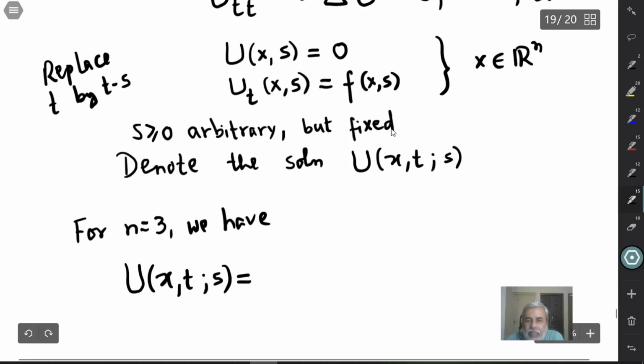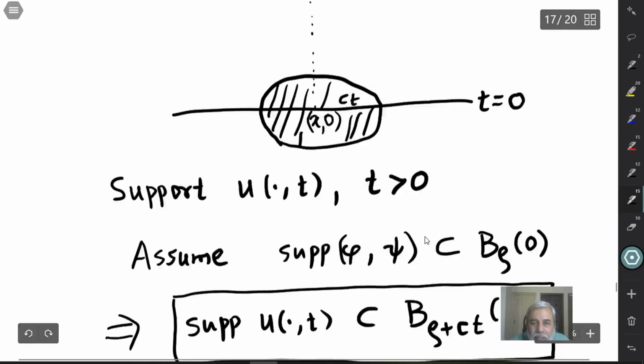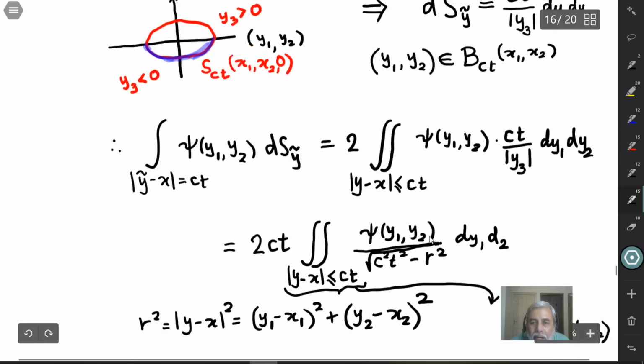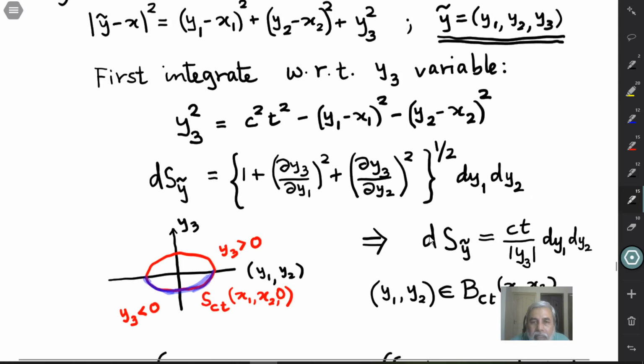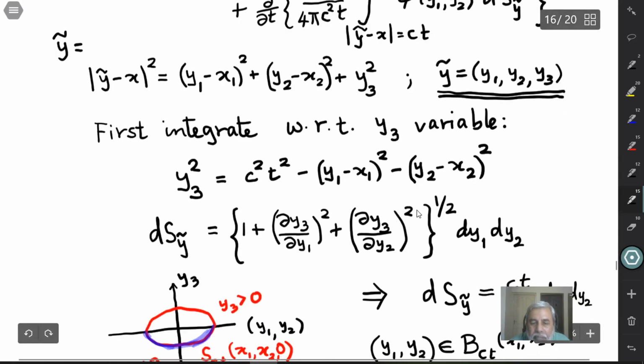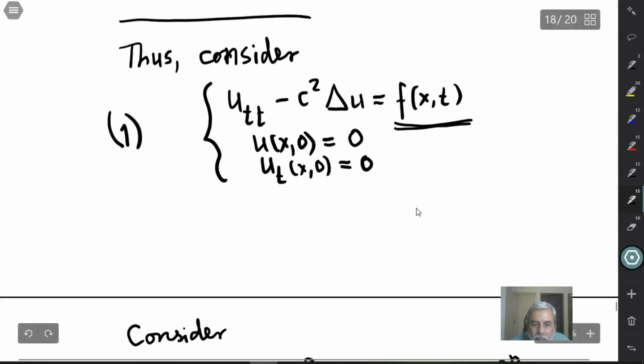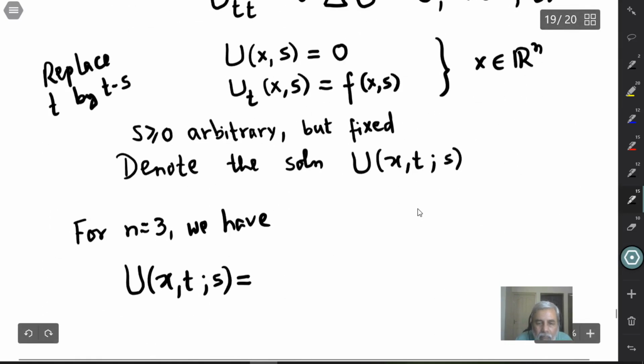So this... go back, difficult to remember the constants. Okay, so here it is, for example, 1 by 4 pi c square t... c square. Now we have to replace t by t minus s.